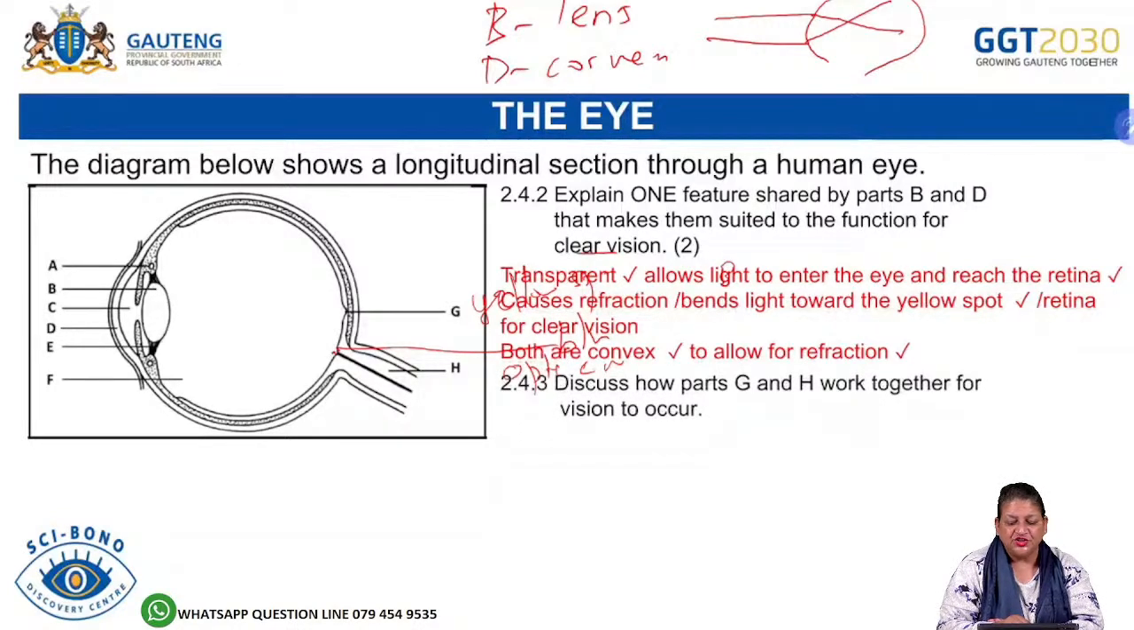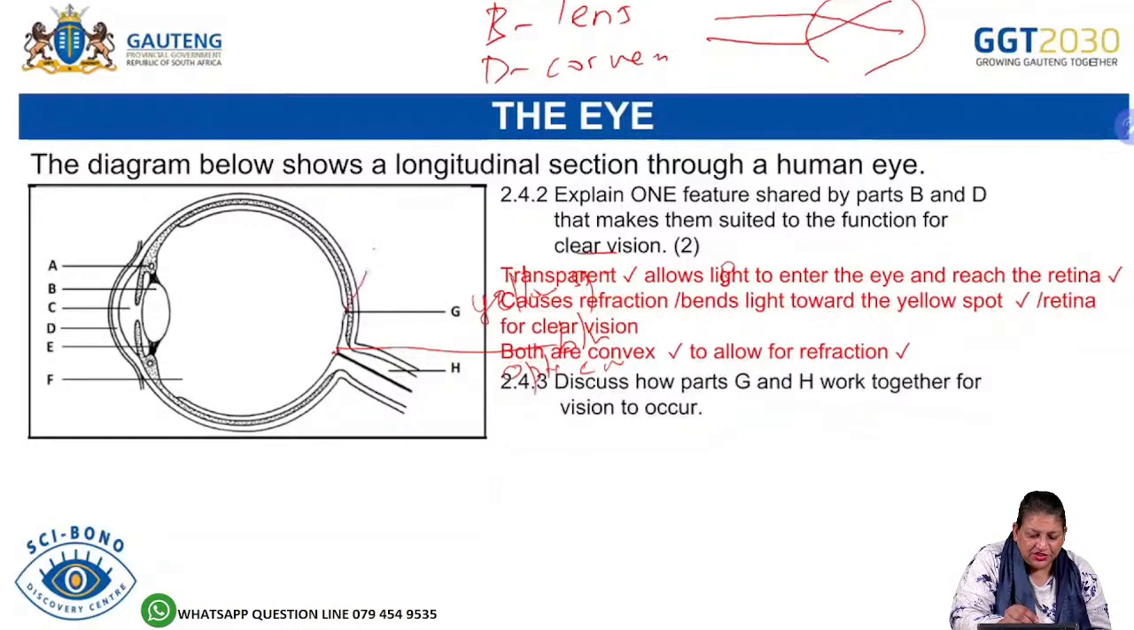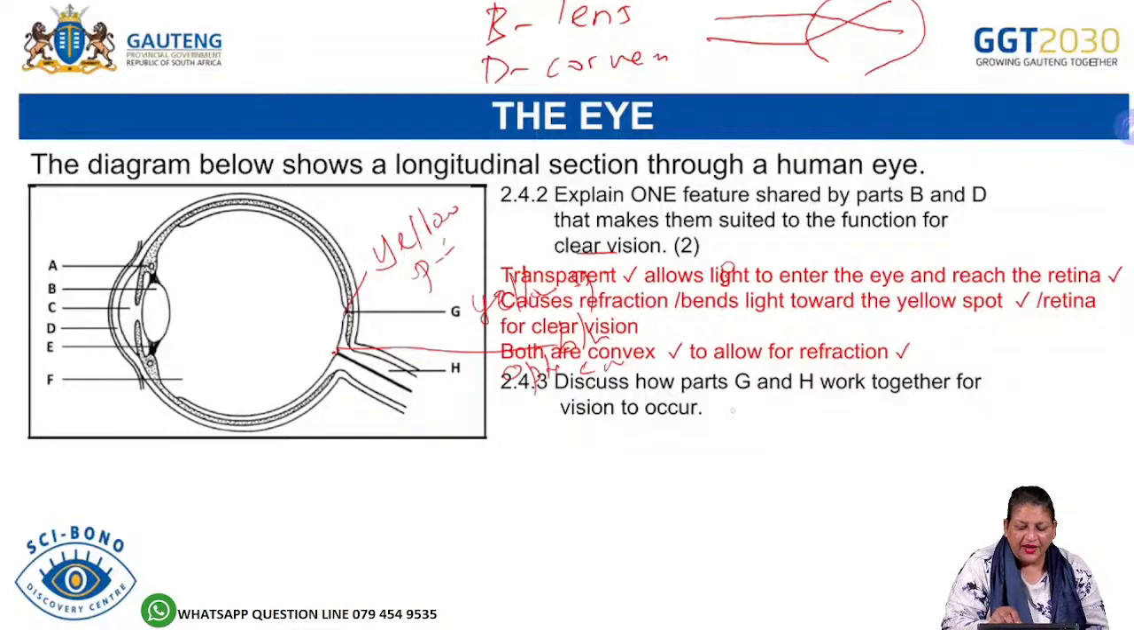Discuss how parts G and H work together for vision to occur. Now you remember you already labeled the diagram. So what is G again? G is my yellow spot. And what is H? H is my optic nerve. Now how do they work together to bring about vision, or for you to see?